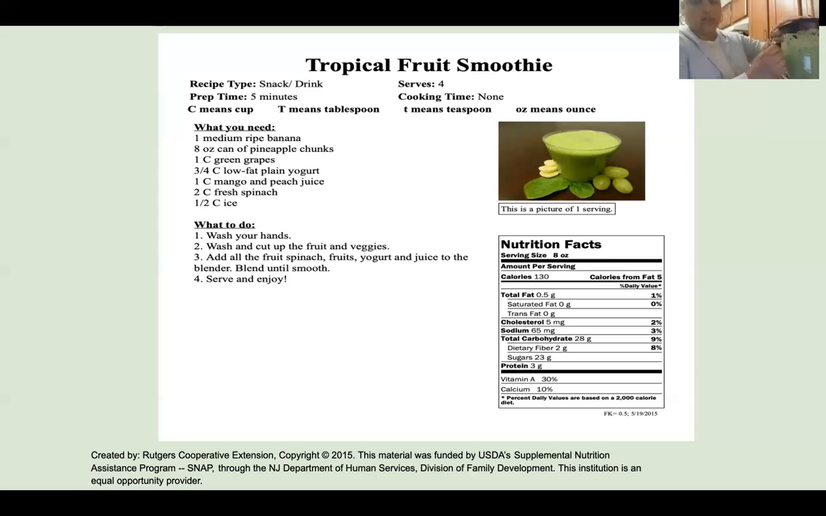All right, and that should do it. And voila, here's the smoothie. Bon appetit. Yummy. It's good.